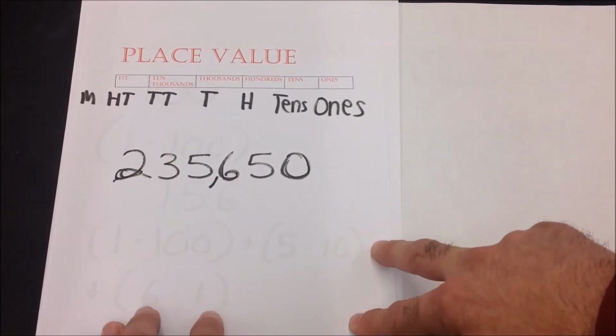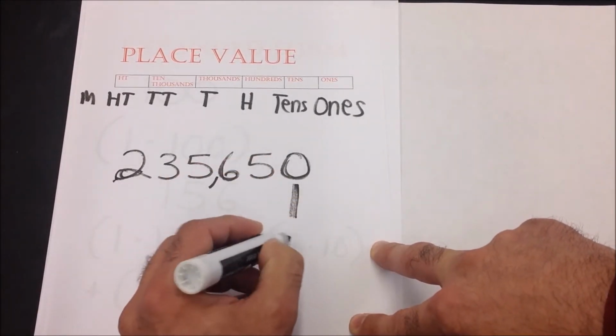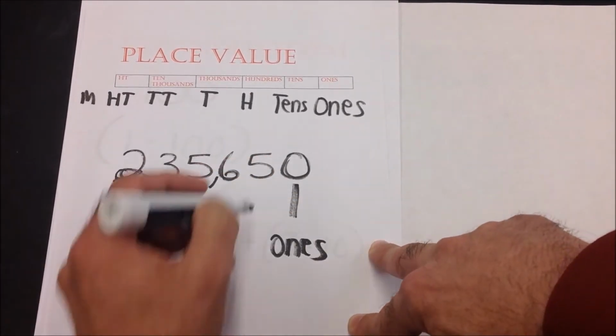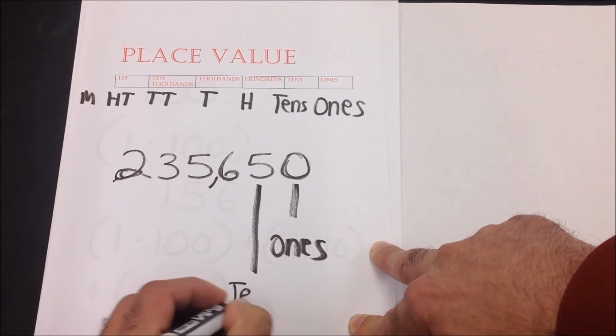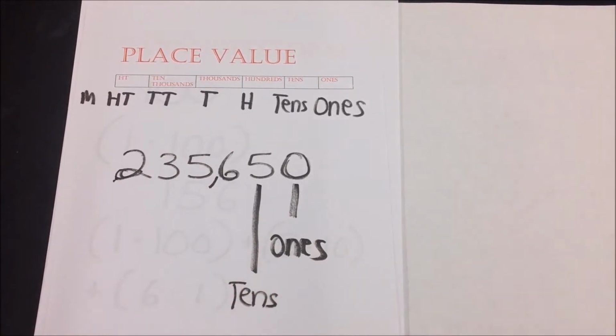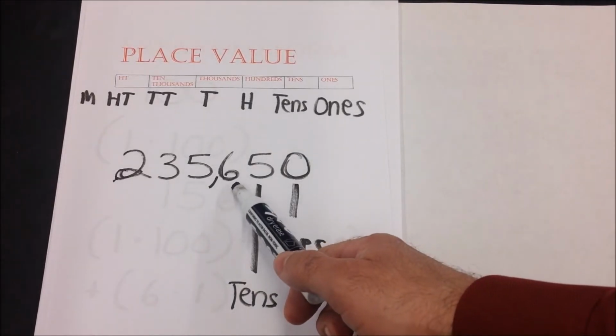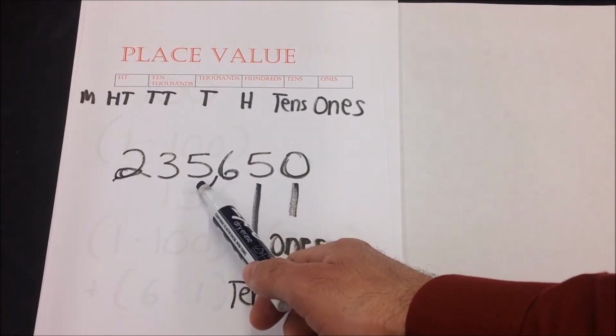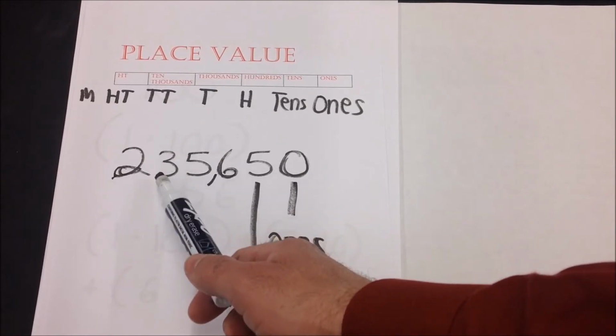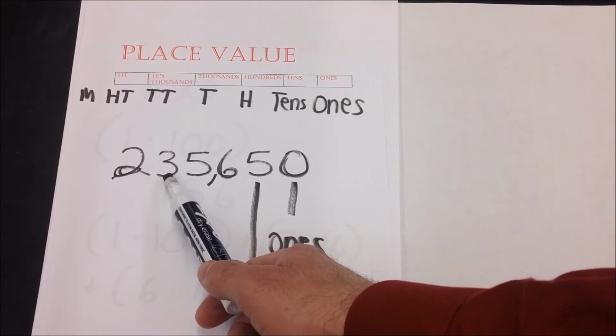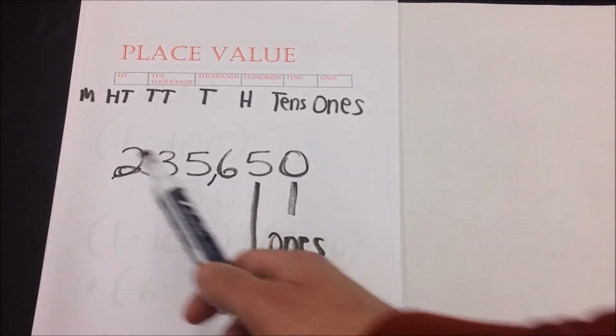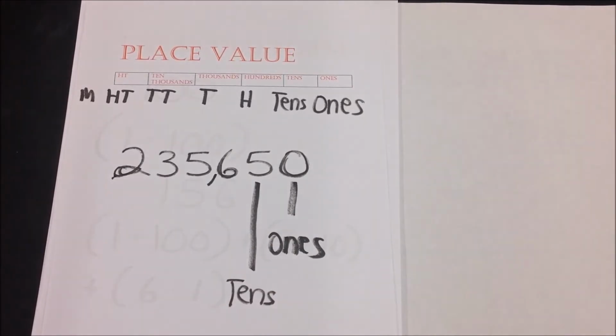Remember that. So the 0 is in the ones place. The 5 is in the tens place. What's the 6 in? The 6 is in the hundreds place. The 5 is in the thousands. This is the second 5. We have a 3 in the 10,000s and a 2 in the 100,000s. So that's the beginning of place value.